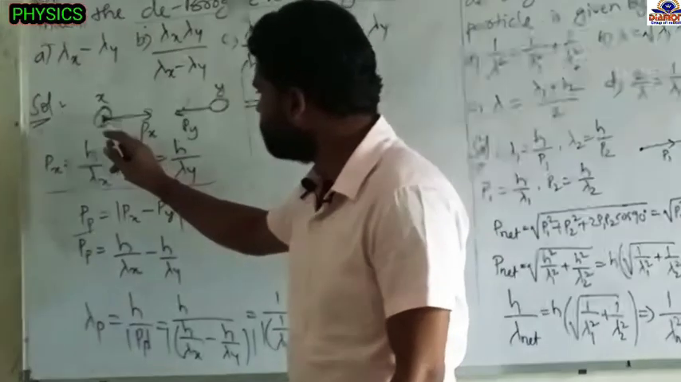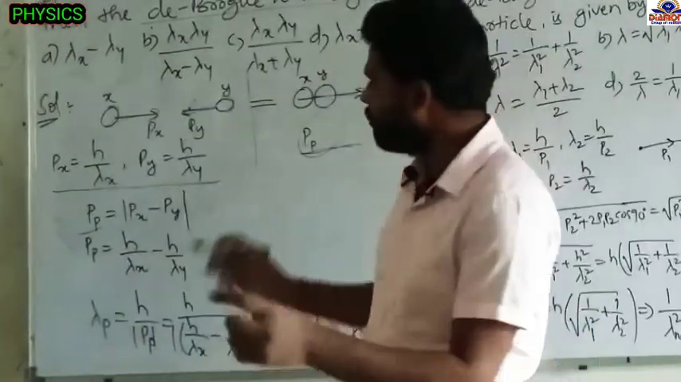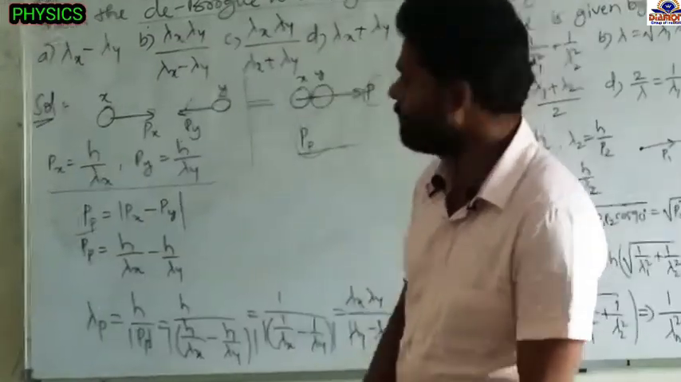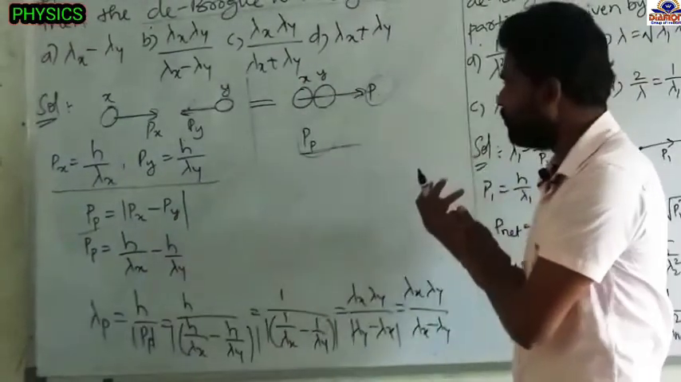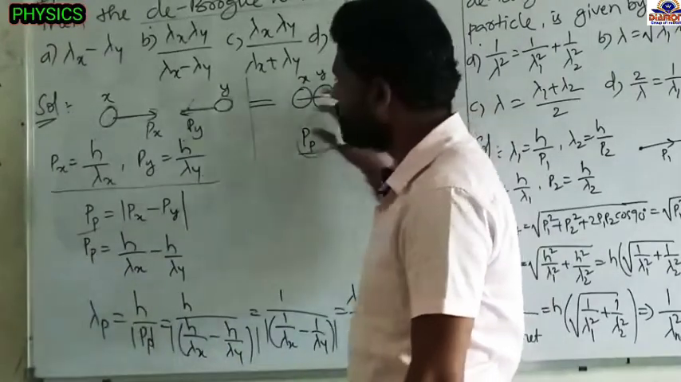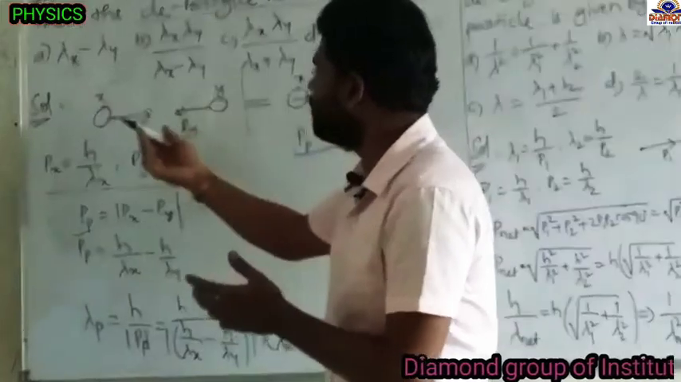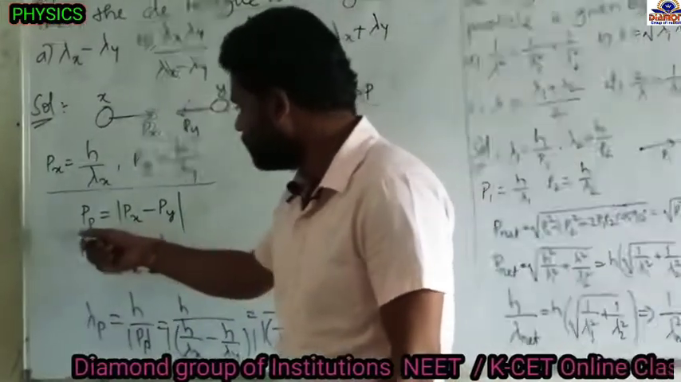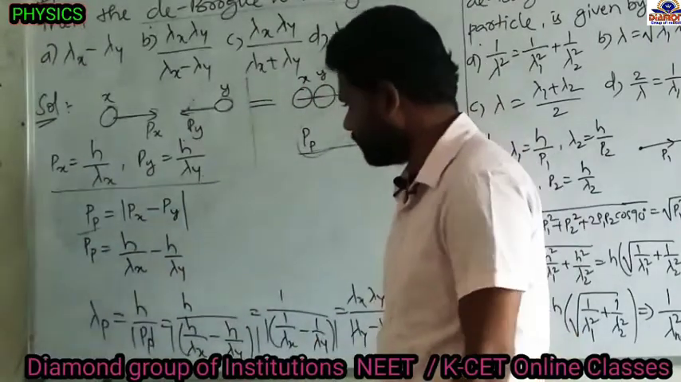Before collision, the momentum of x is px and the momentum of y is py, but both are moving in the opposite direction, so px minus py. Whether this will move in the x direction or the y direction, we don't know. That's why I am taking the modulus here. The direction of pp is along the P particle, which may move in the x direction or the y direction. It may be minus or plus, whatever it is.